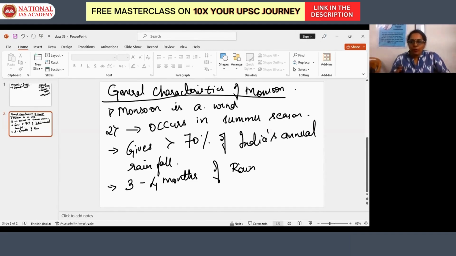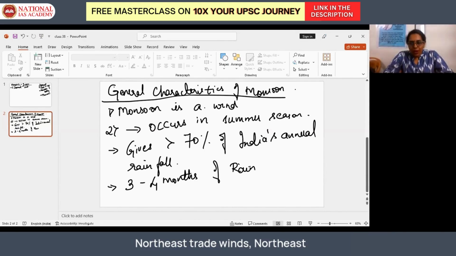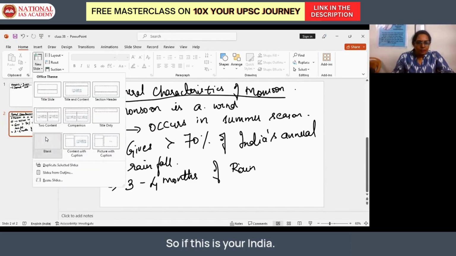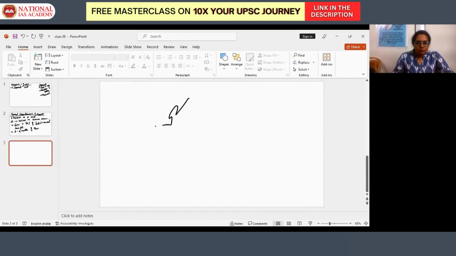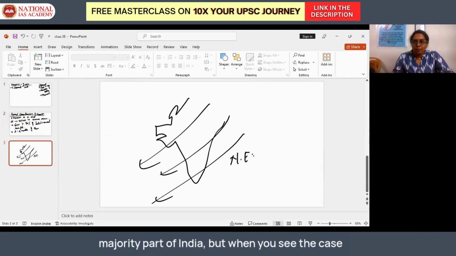What is the normal permanent wind pattern over India? Northeast trade winds. So you have northeast trade winds normally over India. So if this is your India, you have northeast trade winds like this over majority part of India.